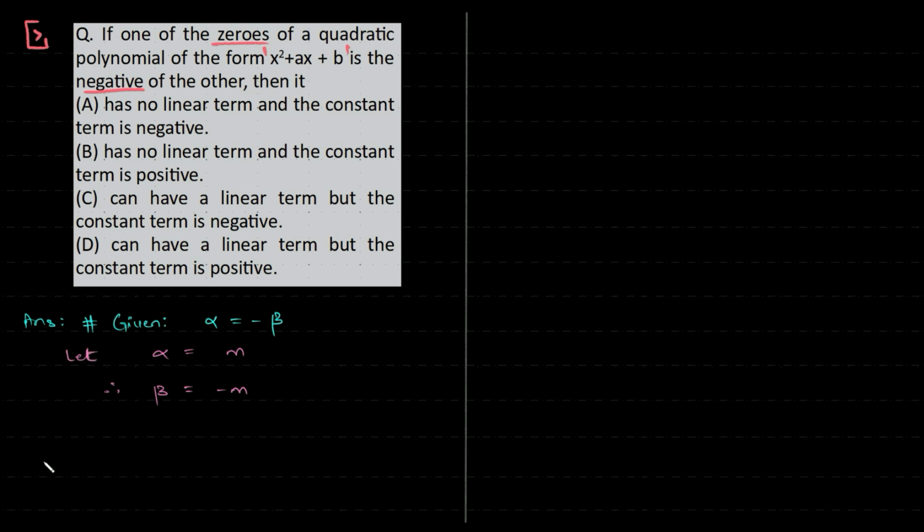Then we have p of x, the polynomial, is 1x square plus ax plus b, right? So from this, a is 1, b is a, and c is b. Okay, so again, we don't know what is useful, what is not, but we have to write everything. And now the working.